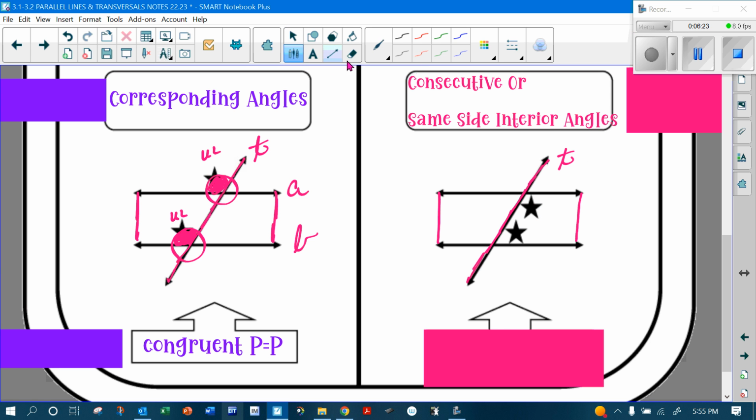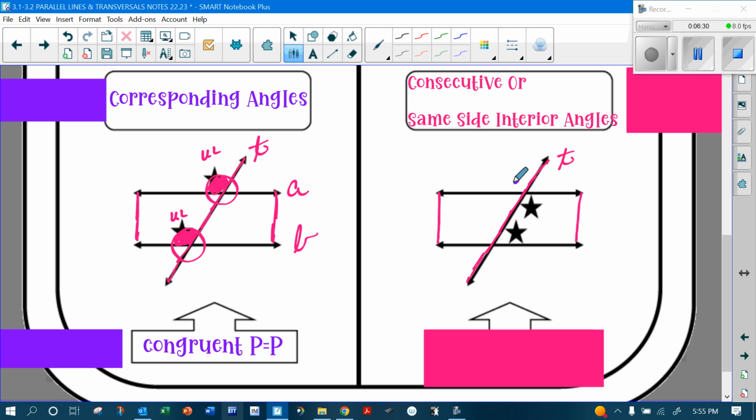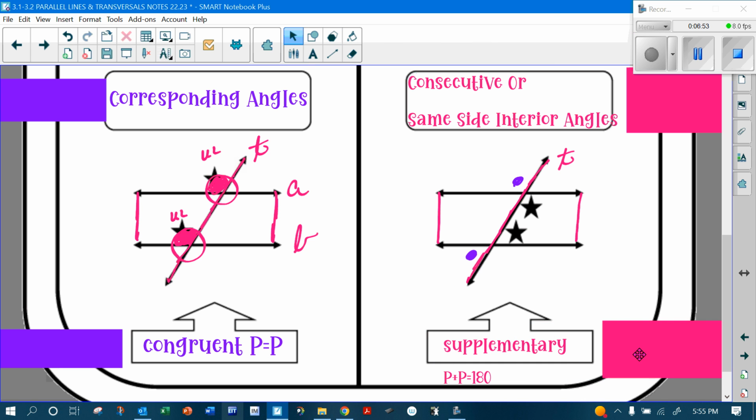So it kind of makes sense. This isn't on here, but if I were to put a dot here and a dot here, those dots are also consecutive, but they would be called same side exterior, and they do have the same properties. If they're both inside, they're interior. If they're both outside, they're exterior. You kind of know that just because you know inside and outside. But they are not equal, okay?